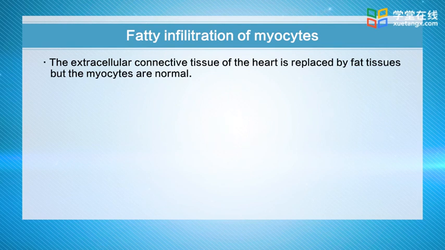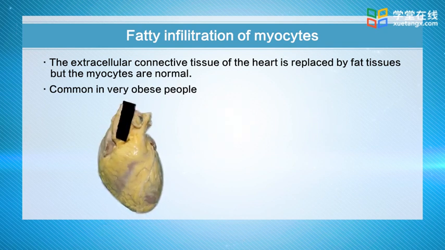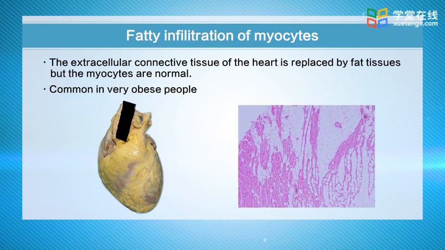Fatty change of the heart should be distinguished from fatty infiltration, whereby the extracellular connective tissues of the heart is replaced by adipose cells, but the myocardium cells are normal. Fatty infiltration is common in very obese people. This picture shows a fat-infiltrated heart. We can see that the yellow adipose tissue covers the surface of the heart. Histologically, the fat cells are distributed among the normal myocardium cells.